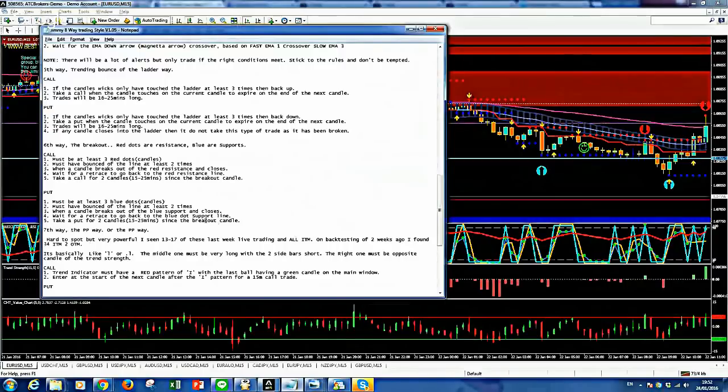This is quite a simple pattern with a very high probability. A lot of people in the Skype room really like this way, because whenever I say PP way, people always say they know it's going to be in the money. Well, high probability. One week I was back testing for 2 weeks, and I found 34 in the money and 2 out of the money. This is on the back tester, with a strategy tester.